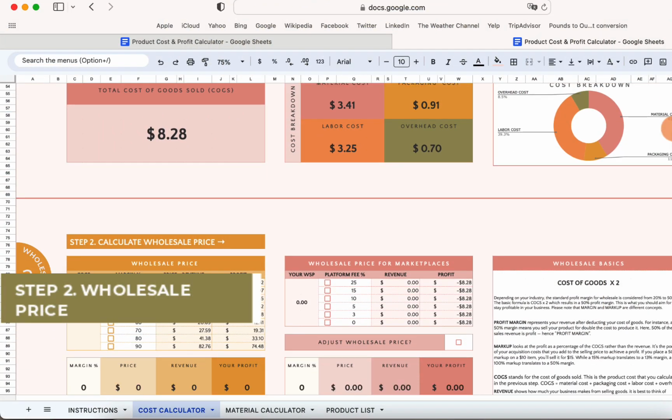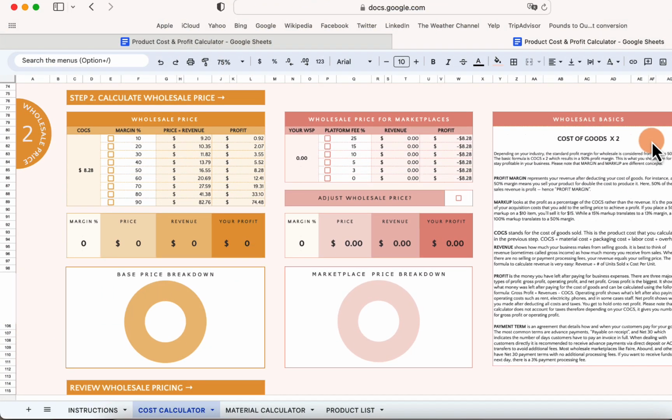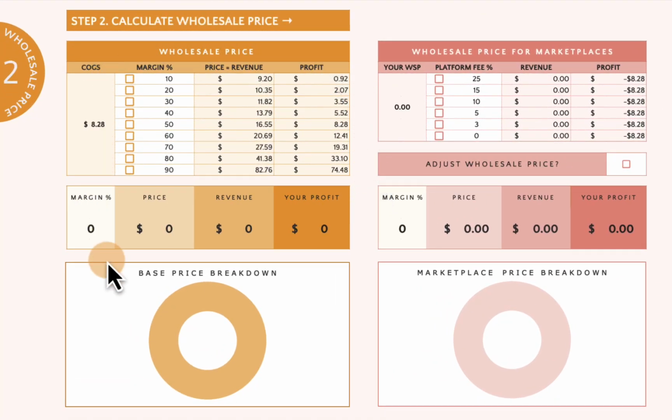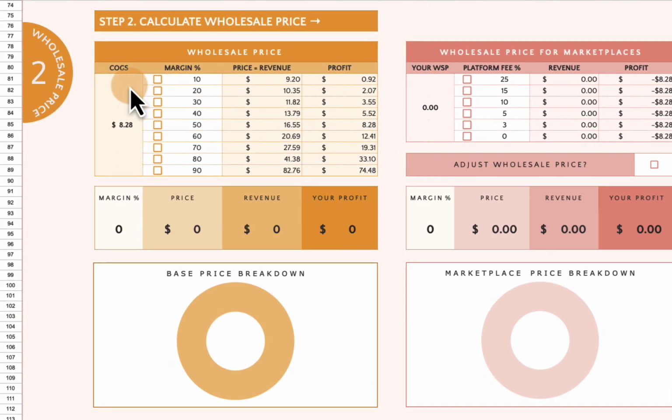Step 2. Calculate your wholesale price. This is important even if you don't sell wholesale yet. Here you have 2 tables. The first one calculates your base wholesale price, meaning there are no fees included. The second one calculates price for wholesale marketplaces like Faire and Abound that charge you commission fees. Let's start with the base wholesale price.